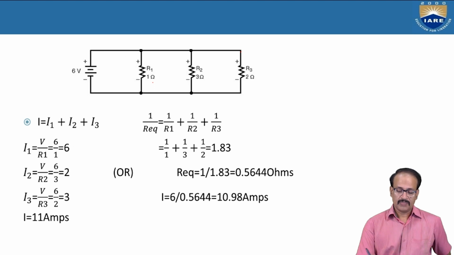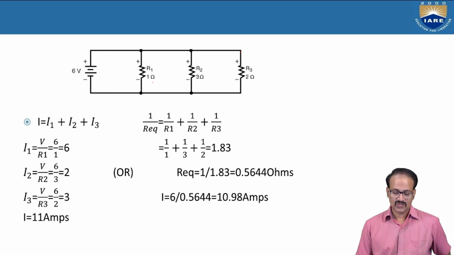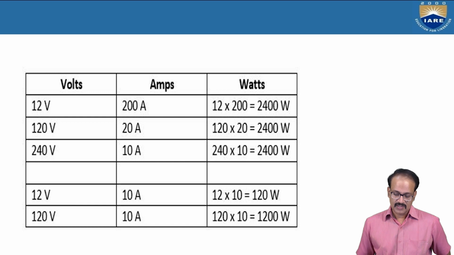So we have solved the problem in two methods to find the current. And if you multiply the volts and the amperes, we will get the watts.